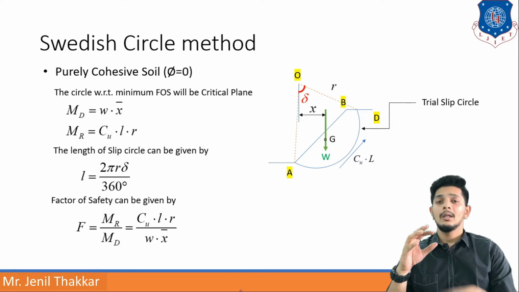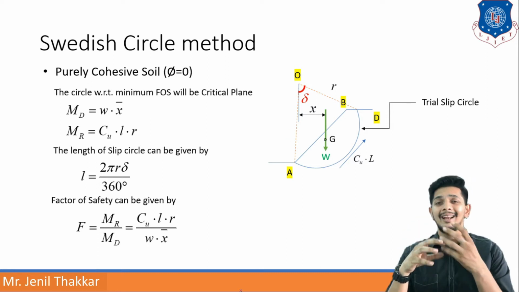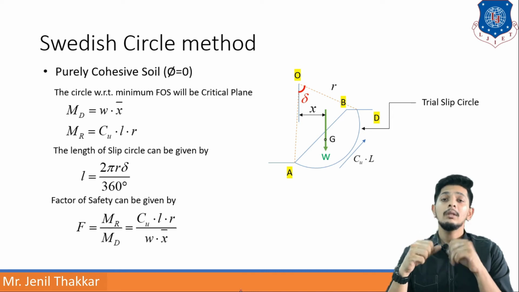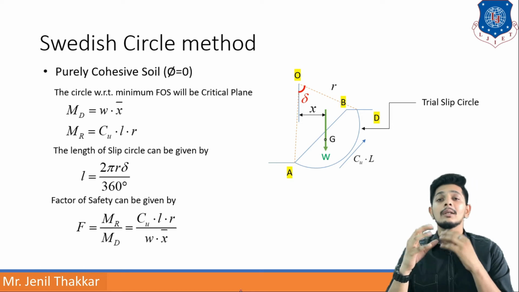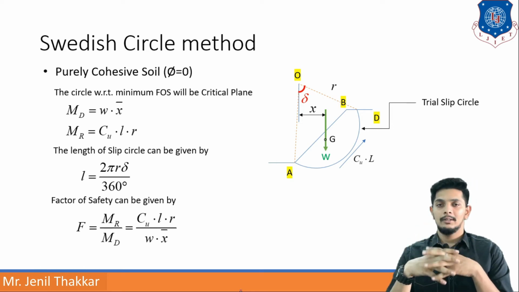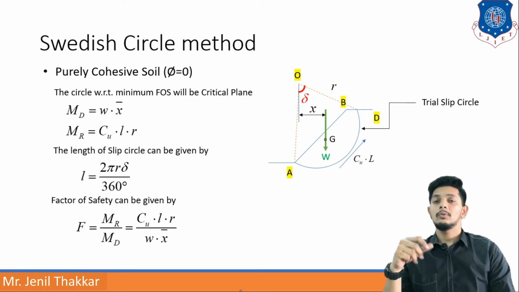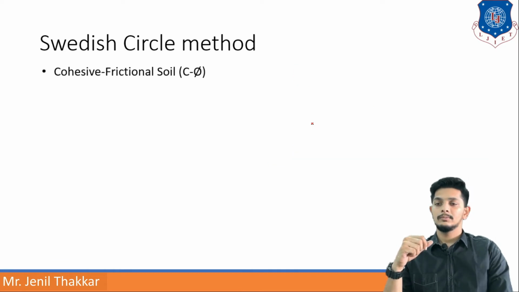We have to take a number of trial slip circles and choose the one which will have the minimum factor of safety, and that will be giving me the failure plane. Let us move forward, for cohesive frictional soil.